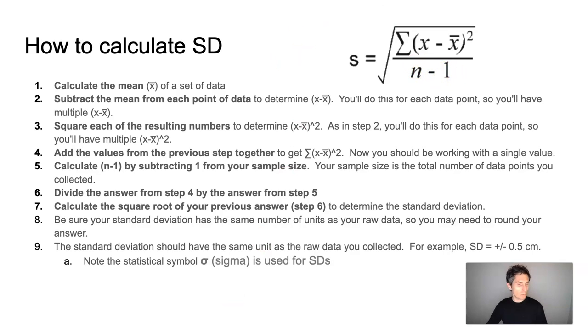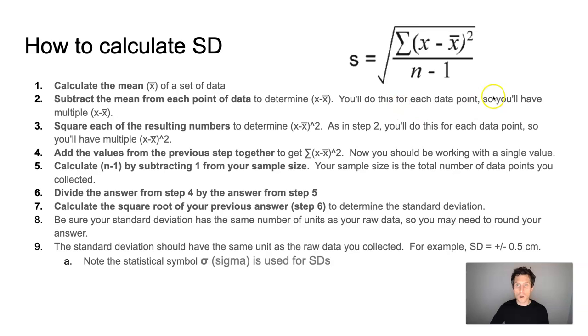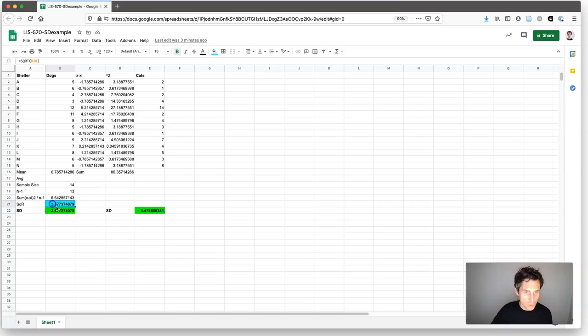Just to recap where we're at, for each of our observations we created this number that we then squared, and then we added all of those up. That is our numerator. This is our denominator. Now we're going to divide 86.357 by 13, and we come up with something like 6.64. Then, because remember our equation always has a square root sign, we take the square root of that, and what we come up with is 2.57. And that is our standard deviation.